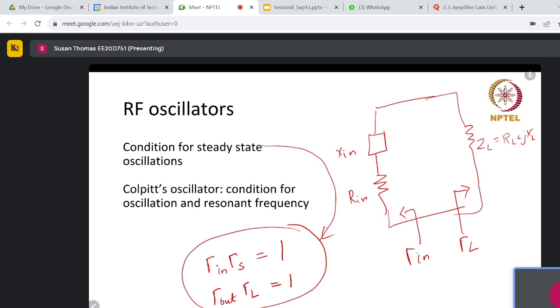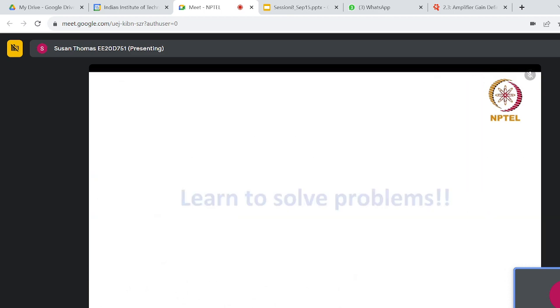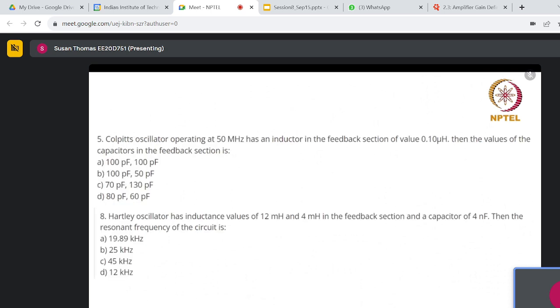What is the condition for steady state oscillations? So far we were talking about the amplifiers. Now the discussion is on oscillators. So the very basic thing is the condition for steady state oscillation. Then I wanted to discuss the Colpitts and Hartley oscillators, which will come in the questions. While discussing the question, we'll discuss that also. So coming to the question here.